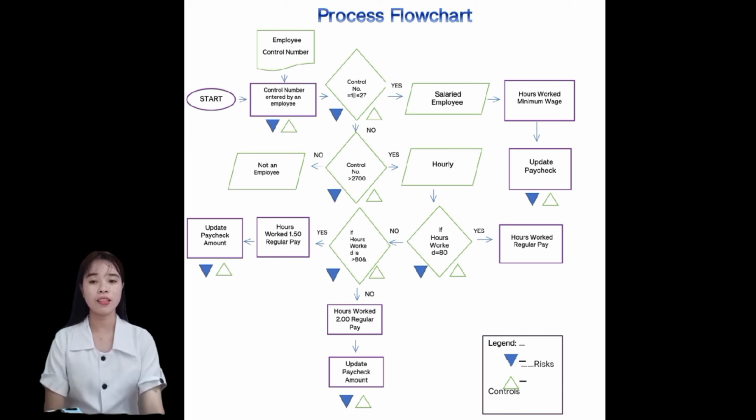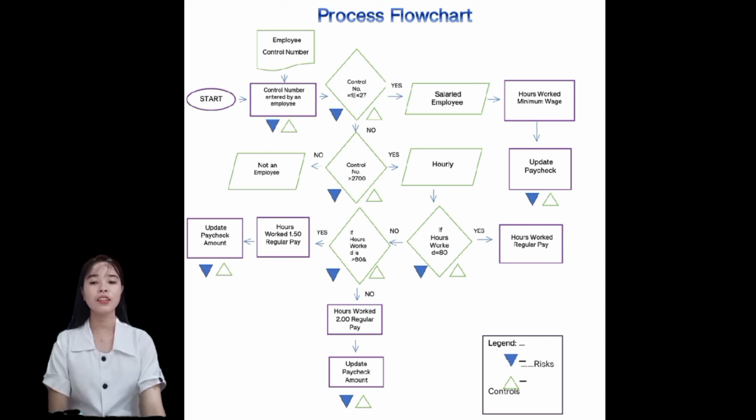Then we have the decision. It is the diamond shape, and it indicates a decision point where a question is asked or a condition is evaluated, leading to different paths depending on the answer or condition. Then we have process. It is the rectangle shape, and it represents a task or action that needs to be performed as part of the process. Then we have here an input and output. It is the parallelogram shape, and it represents input or output of data, typically from or to external sources.